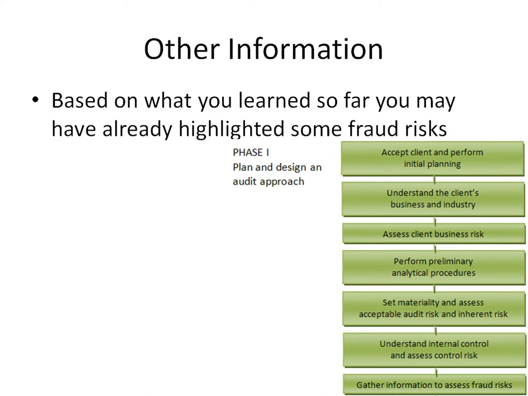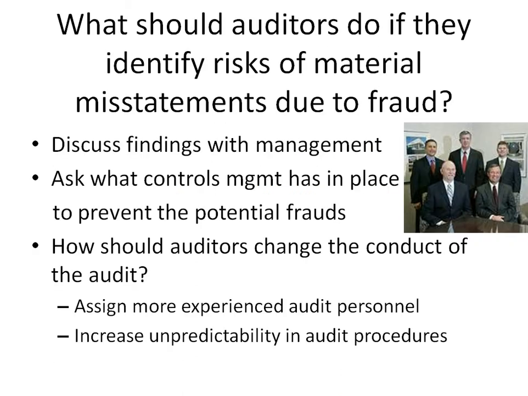Okay, so based on what you learned so far, you may have already highlighted some fraud risks. Okay, so you document that in your work papers, and that will influence the tolerable misstatement, the R factor they call it, that's used to multiply against materiality to get to tolerable misstatement, which is then allocated down to the various accounts.